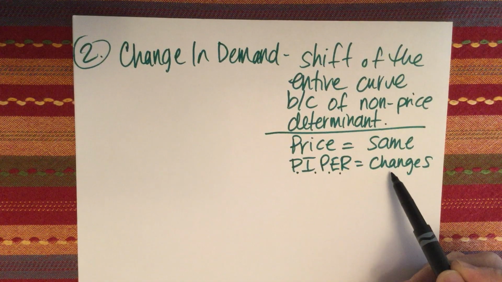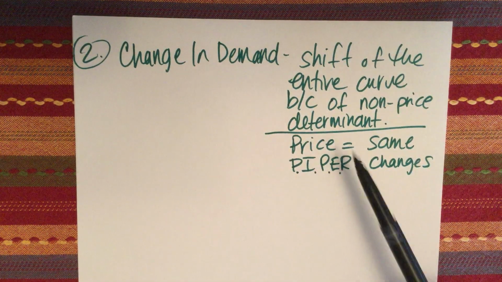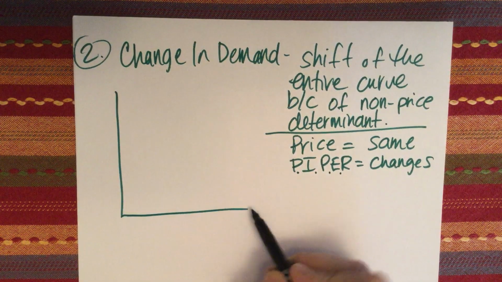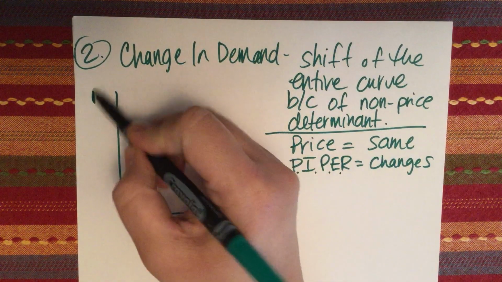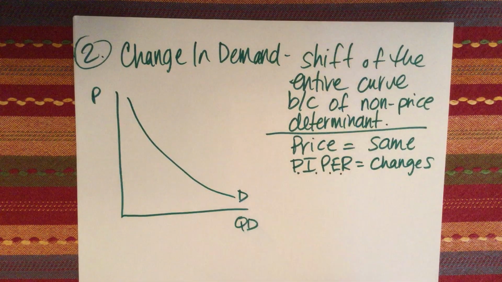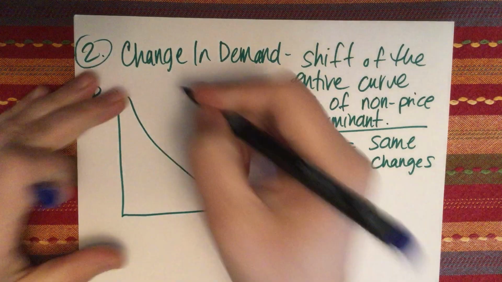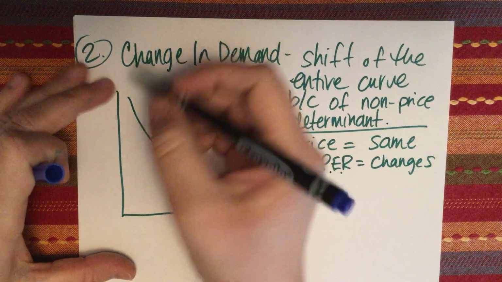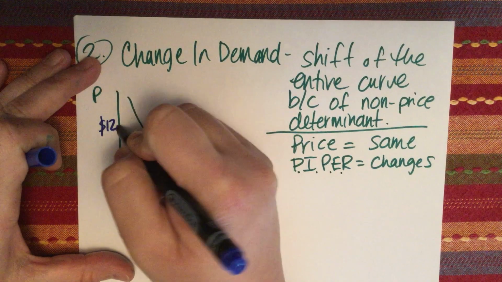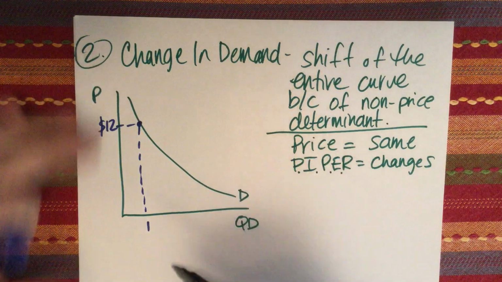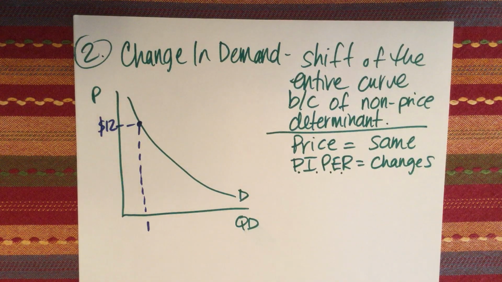It's something else that's changing that causes this curve to completely shift to the right or to the left. So again, you have quantity demanded, you have price, you have a downward sloping curve. That's demand. If there is an increase in demand, let's say for example, again, at $12, we were demanding 1 pair of socks. And so something has changed.